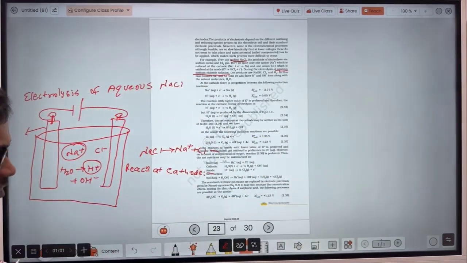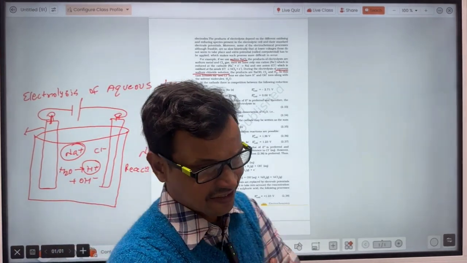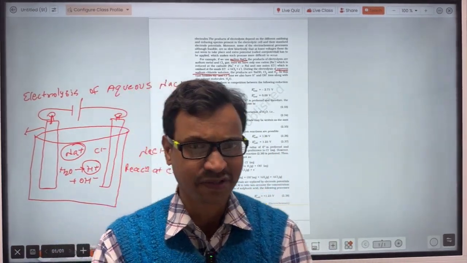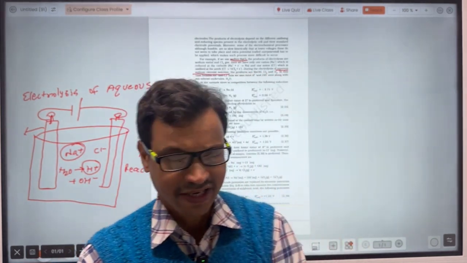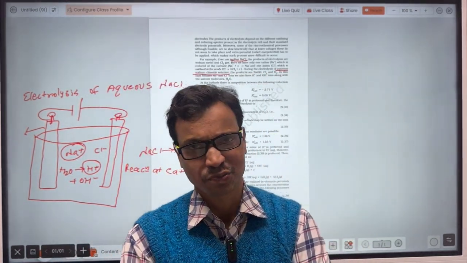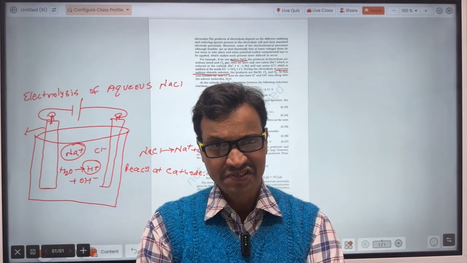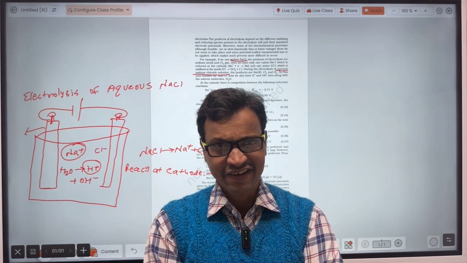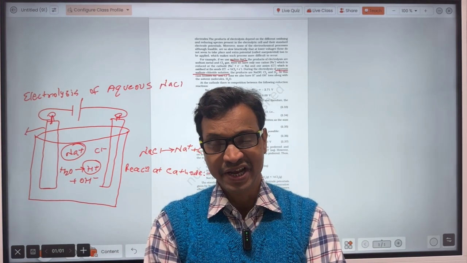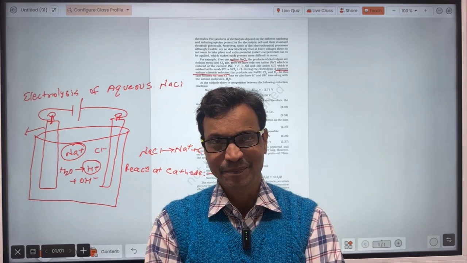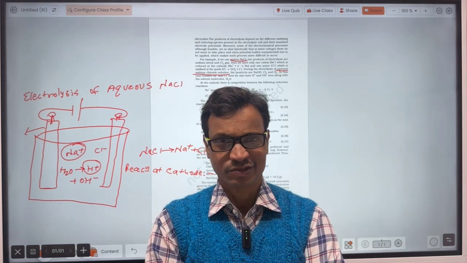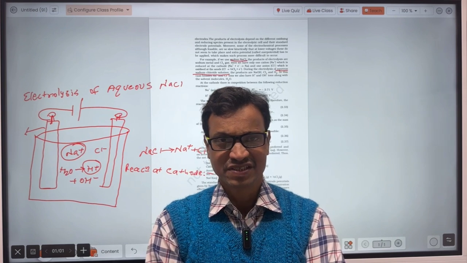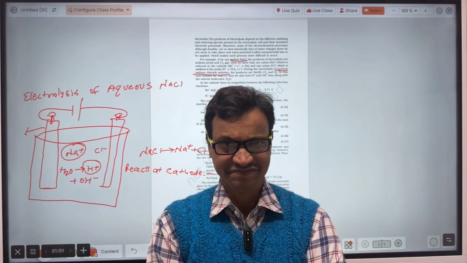You know the standard electrode potential of hydrogen is 0 and that of Na plus, that means sodium, is minus 2.71. Electrode potential means reduction potential. That means the H plus ion has a greater tendency to gain the electron compared to Na plus.